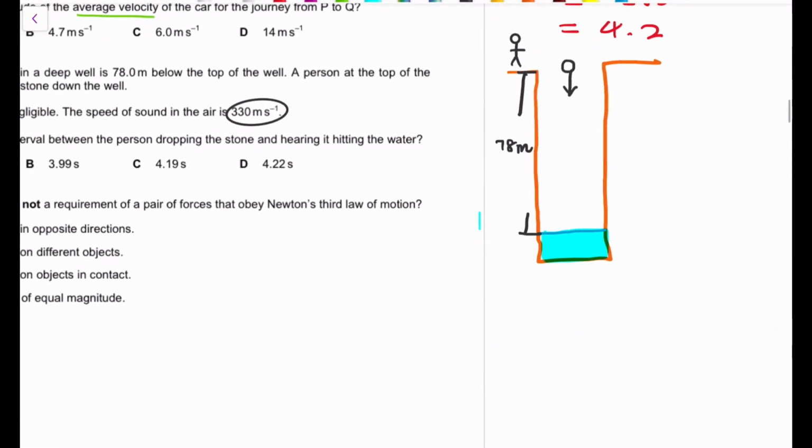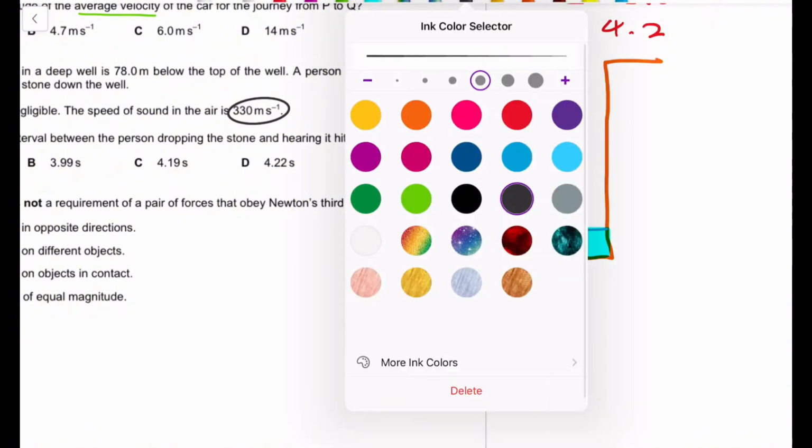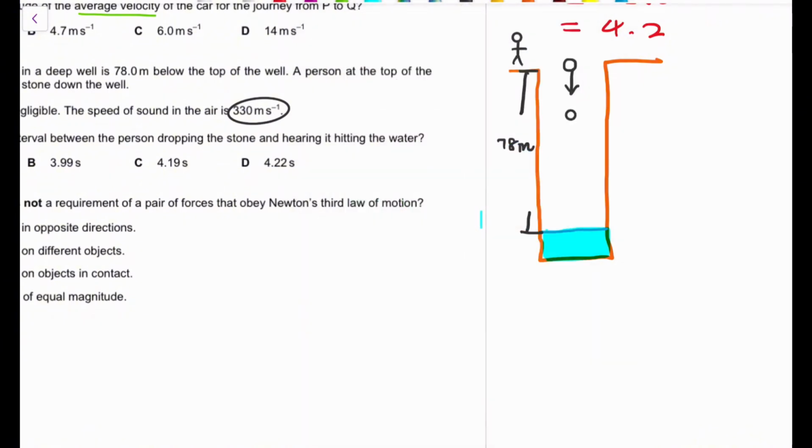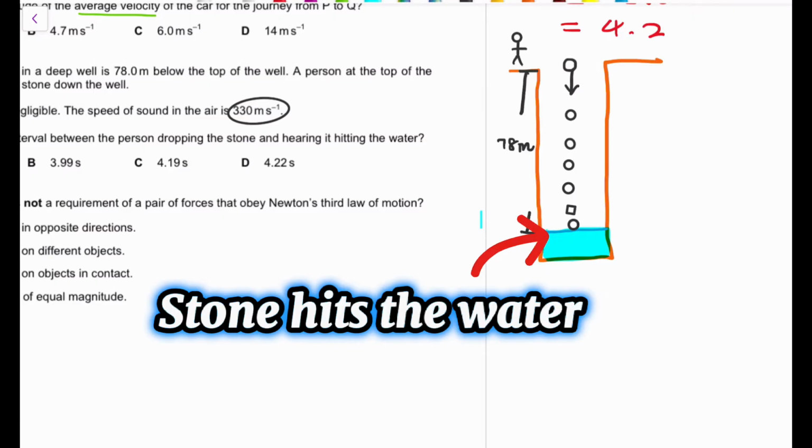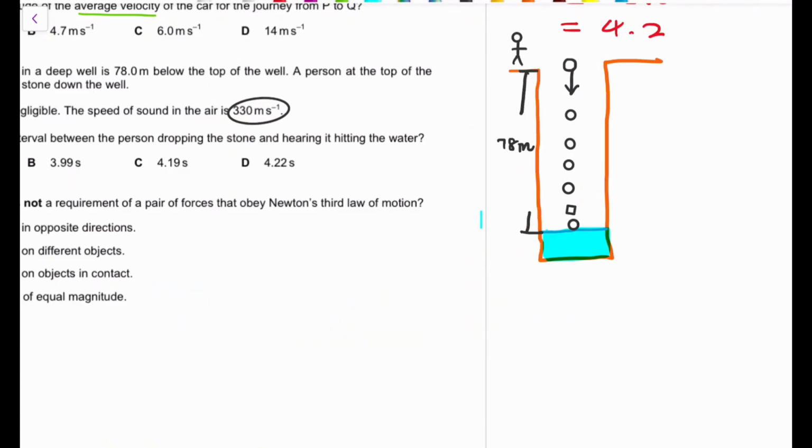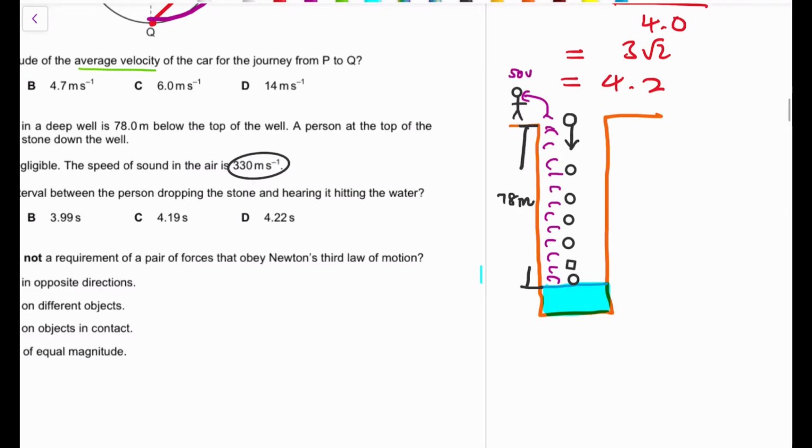Get this. The stone has to travel down the well, and it's going to hit the water. As soon as it hits the water, it's going to send a sound wave that's going to go back up, and this person is going to hear the sound. So the stone is going to fall and hit the water, and the sound wave is going to travel up.